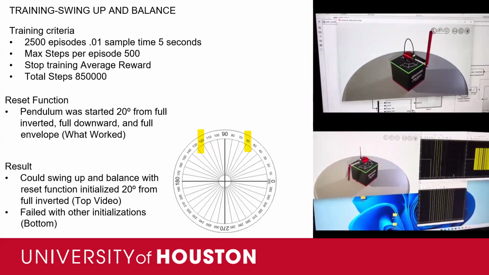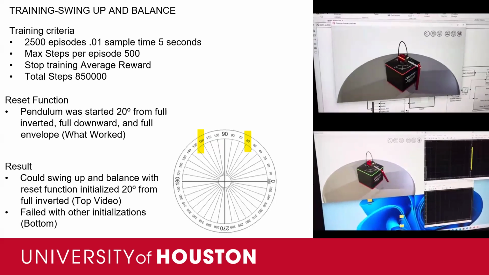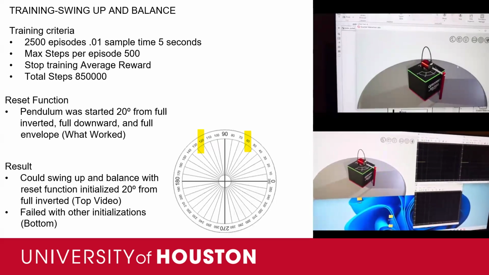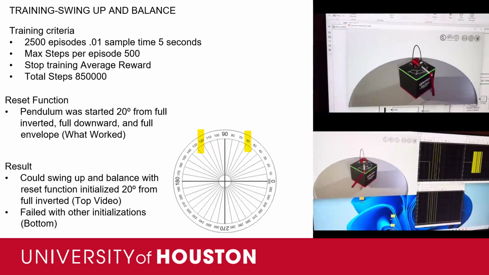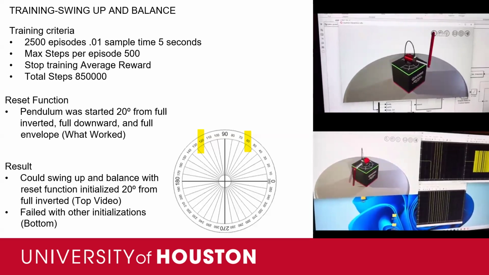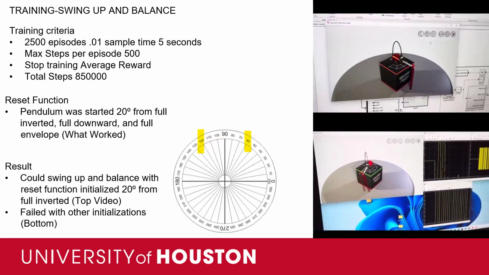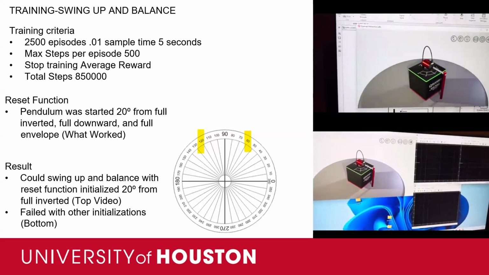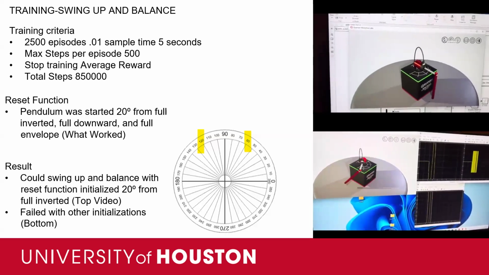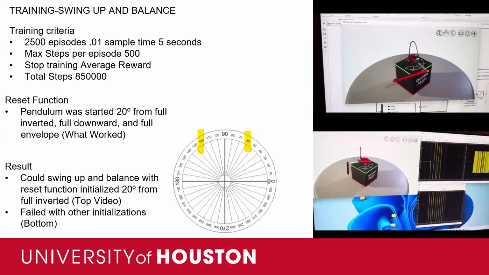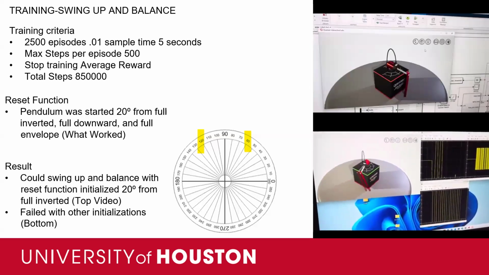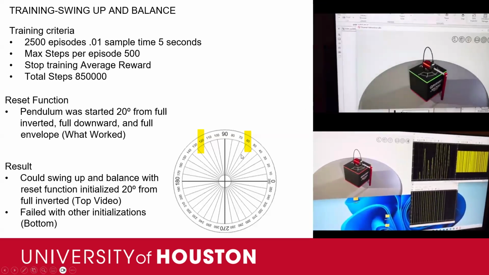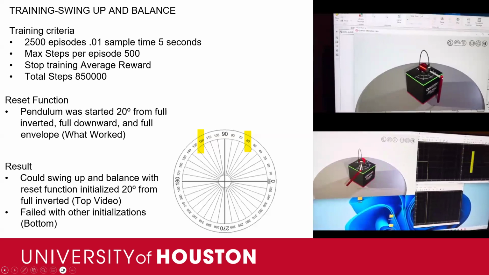What other things we tried: we had the reset function initialize the pendulum throughout this entire range. We also initialized it towards the bottom. The video you see on the bottom is actually one of those training sessions. At the start of each episode, the pendulum started near the bottom, and you can see this agent was trained to swing and try to get the pendulum higher, but it could never quite get the pendulum high enough to swing up and balance. Again, what worked? 20 degrees of full inverted for this algorithm.